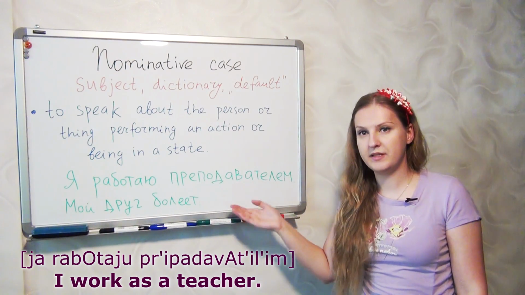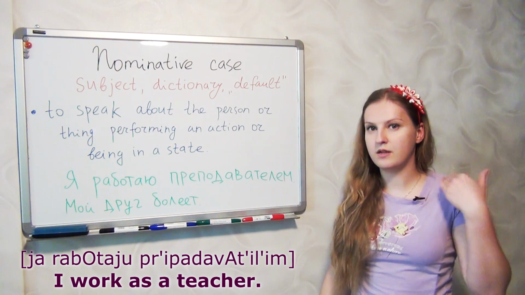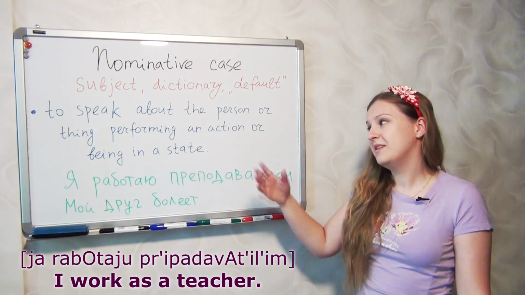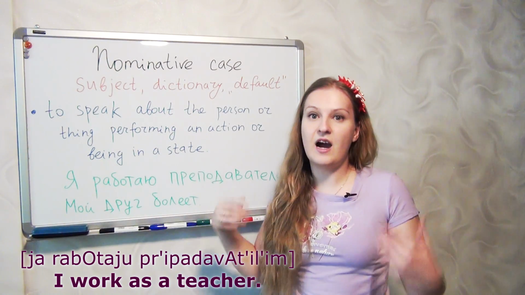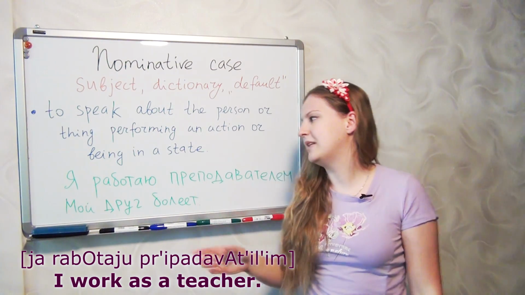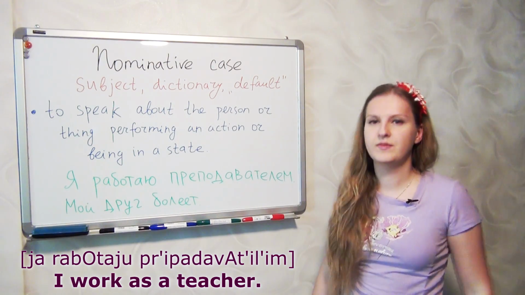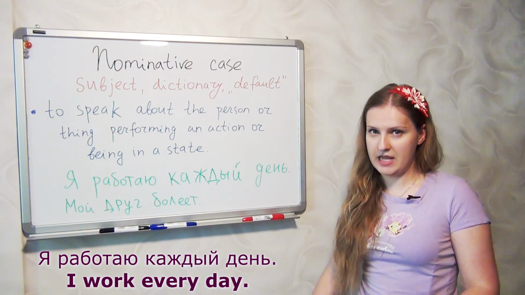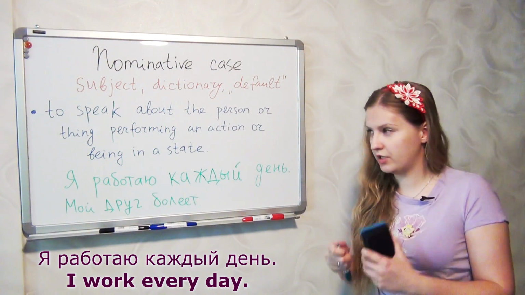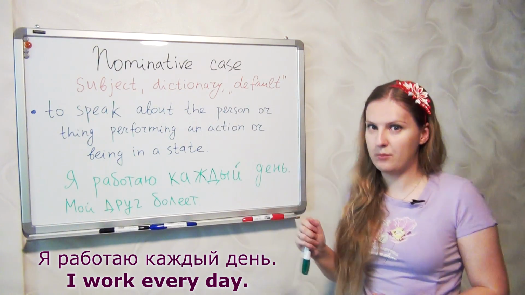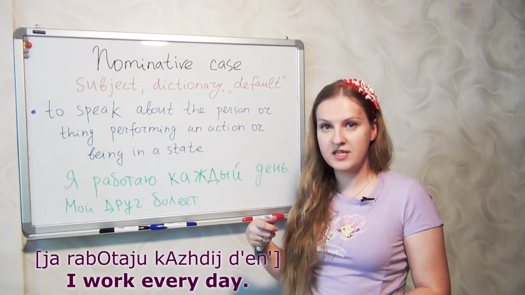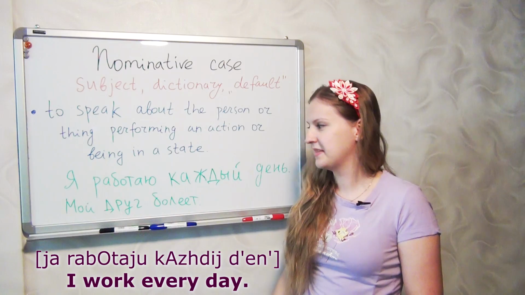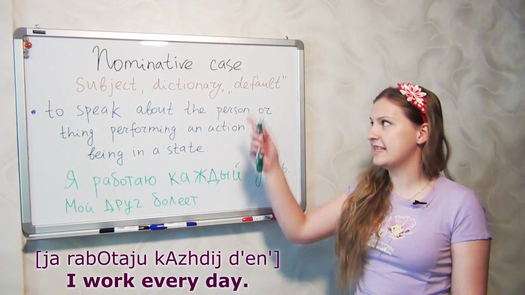Я работаю преподавателем. I, the subject, I do the action, I perform an action, I work. Or basically here you can say that I'm in a state, I am a teacher. Well, more or less, я работаю, I work. Or you can say я работаю каждый день, I work every day. I do what? I work. This is an action. Я работаю. And I am the subject here. I am a person performing an action. So I, the pronoun, is in the nominative case.